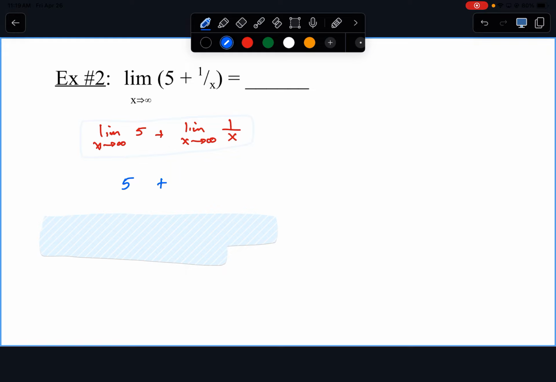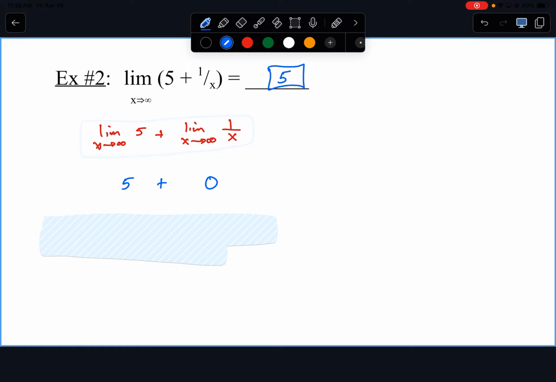Either think of it as, if I plug in infinity, 1 over infinity is basically 0. Or if you'd rather, when we're talking about limits to infinity, all we're talking about are horizontal asymptotes. What's the asymptote of 1 over x? It's bottom heavy. Therefore, the limit is the horizontal asymptote. And therefore, your answer to this problem is 5.